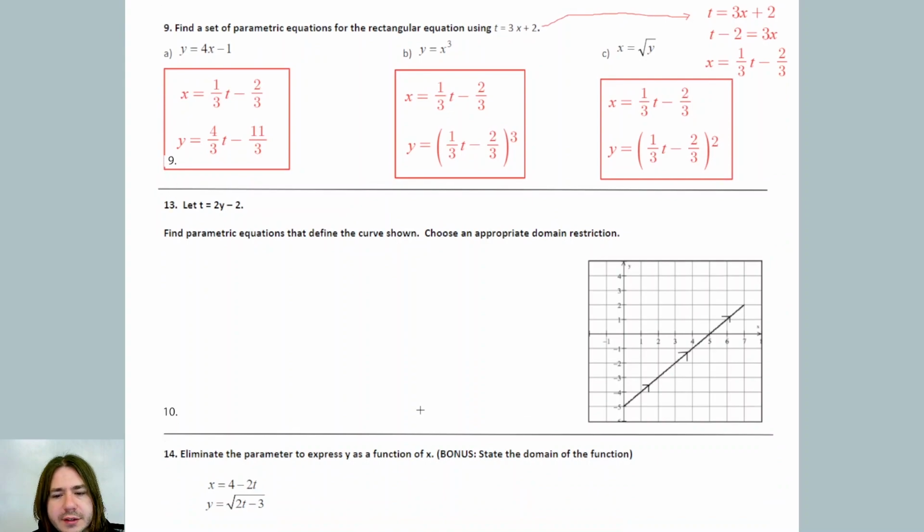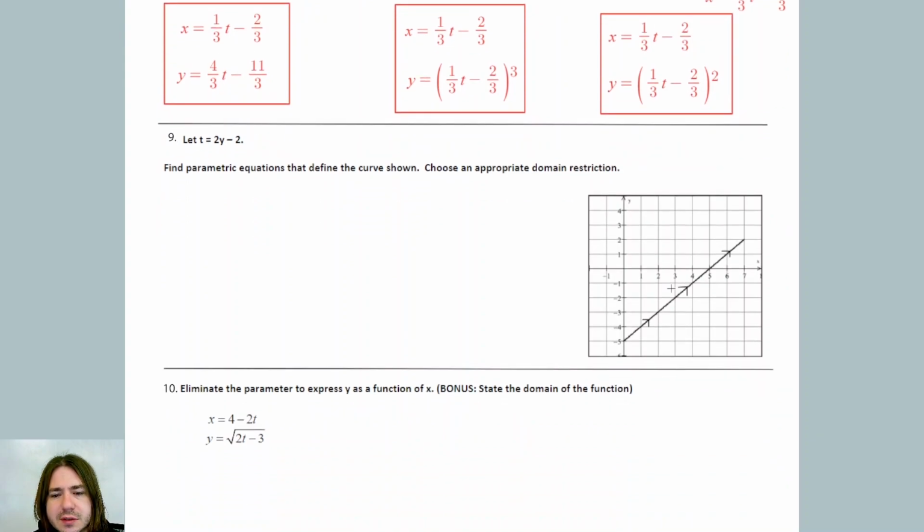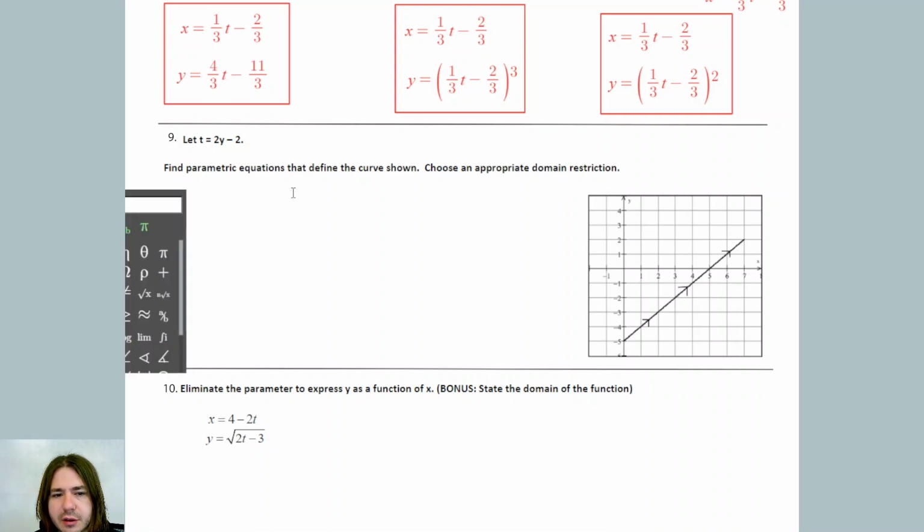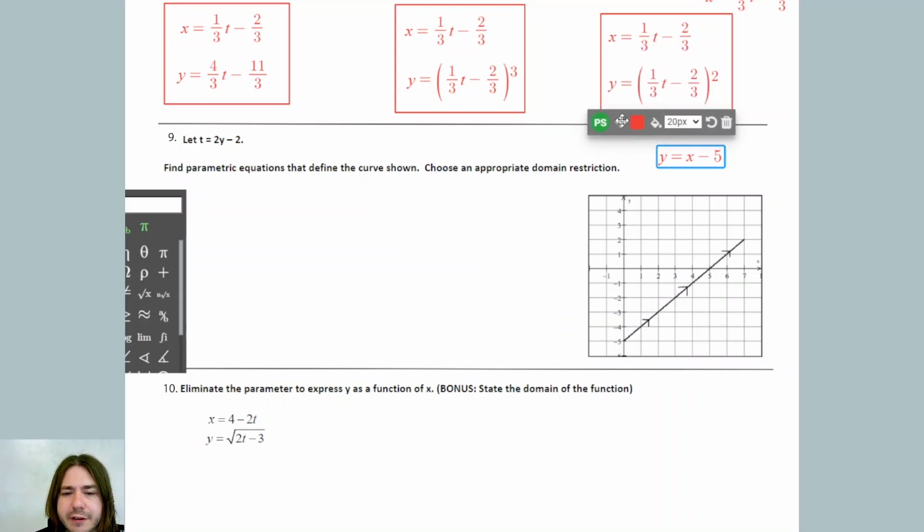But anyway, we're going to write a set of parametric equations to represent this line. Now I want you to notice something about this line. It's got a y-intercept of 5. It is linear, and it looks like the slope is just 1, up 1 over 1 the whole way. So the rectangular equation here is going to be y equals 1x, 1 being the slope, minus 5, because 5 is the y-intercept. We do not need to put this 1 there, so I'm just going to leave it as x minus 5.